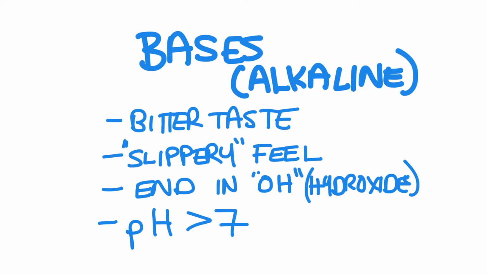Okay, bases on the other hand are called alkaline materials. They are generally bitter tasting. Think of kale, lettuce. Kale is a type of leafy green that's bitter in taste. They have a slippery feel if you put your fingers in them, whereas acids don't. Soap is a weak base. They end in OH, the hydroxide ion, and their pH is greater than 7. We'll give you some examples of that in a minute.